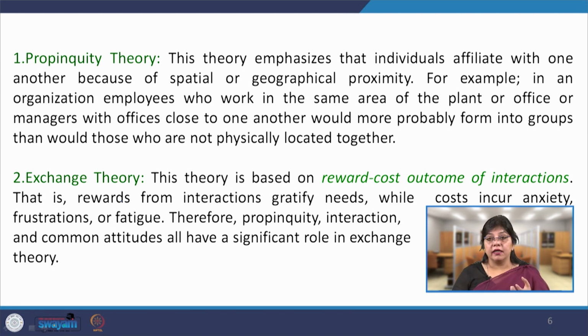That is an added advantage: 2 people maintaining geographical proximity, having common interest, and on top of that having a chance to interact with each other. Then it satisfies the purpose of joining the group in the form of exchange, that is, reward cost outcomes can easily be experienced in that interaction.